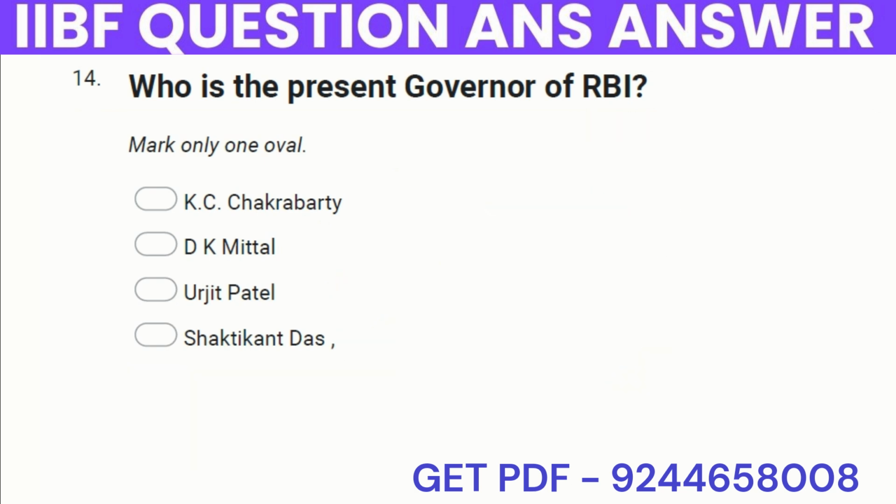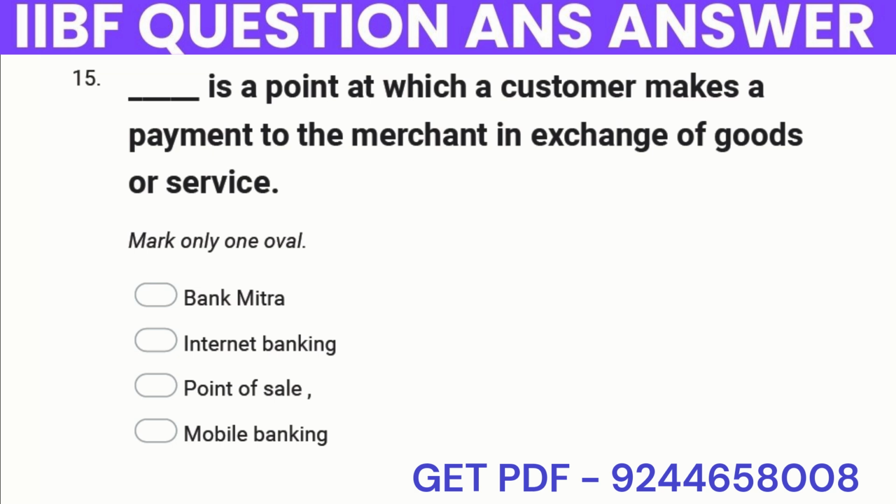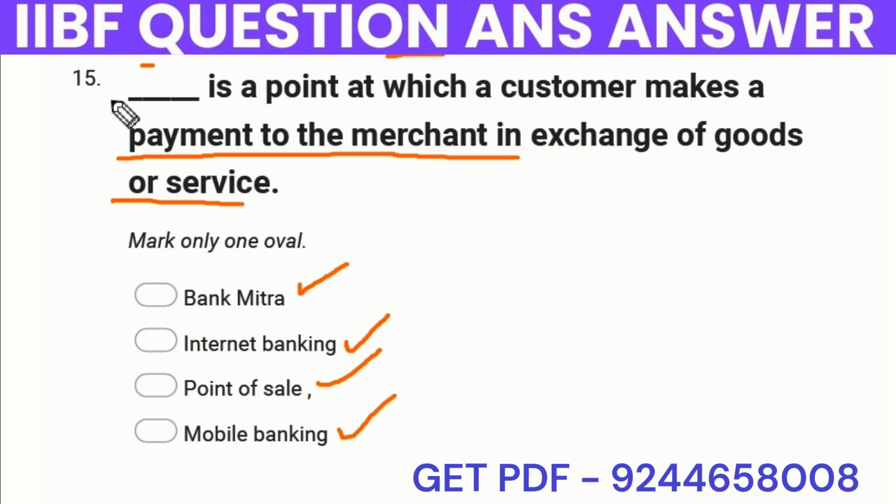Next question. Dash is a point at which a customer makes a payment to the merchant in exchange of goods or service. First option, bank mitra; second option, internet banking; third option, point of sale; fourth option, mobile banking. Point of sale is the right answer. Third is the right answer.